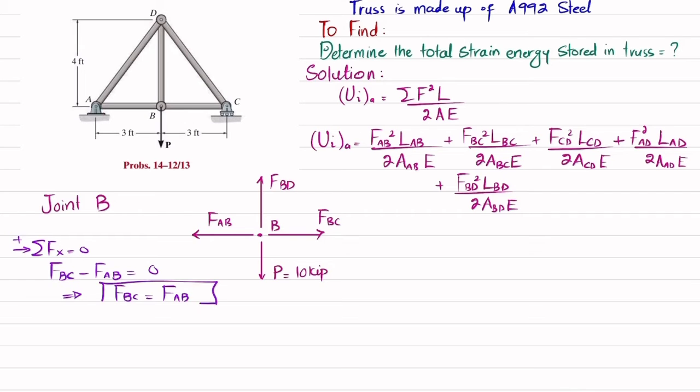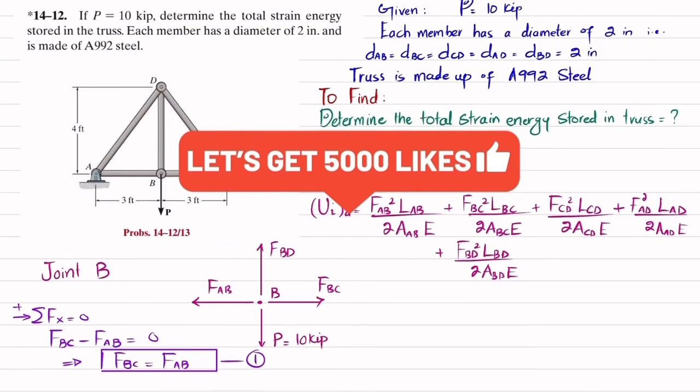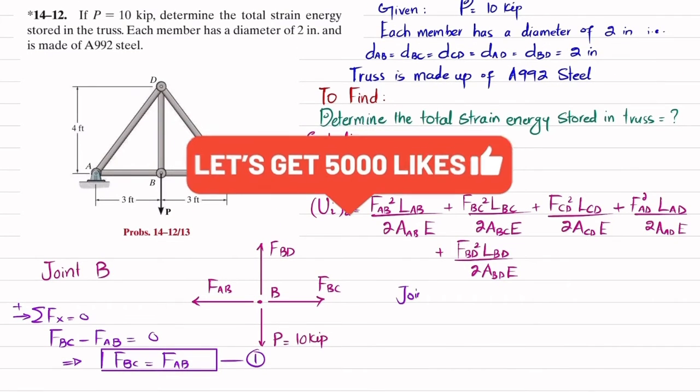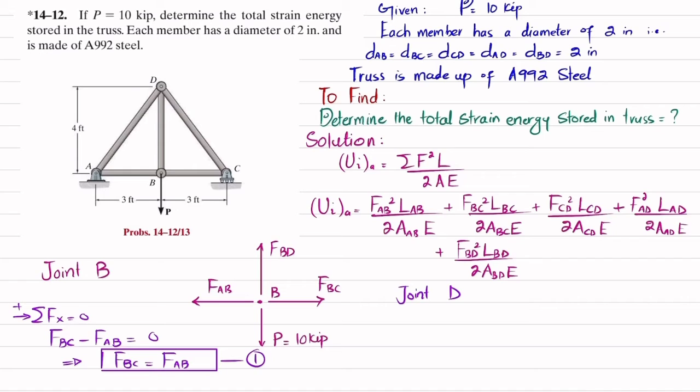Clear? And this will be our equation number 1. Now what we are going to do is take another joint, and that will be joint D. Now you can see this is joint D. So this member will exert, as it is elongating due to this load, force in this direction. Clear? And these two members will exert force in this direction at point D. So we will take this joint D.